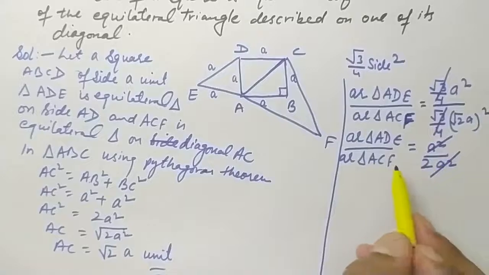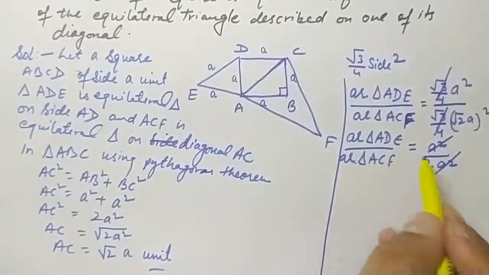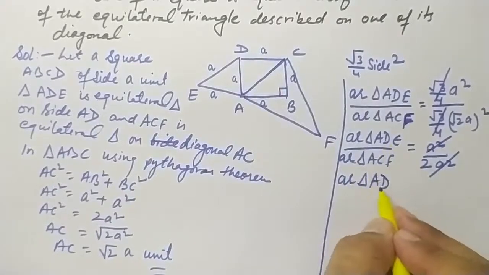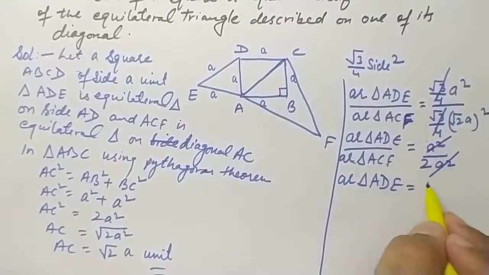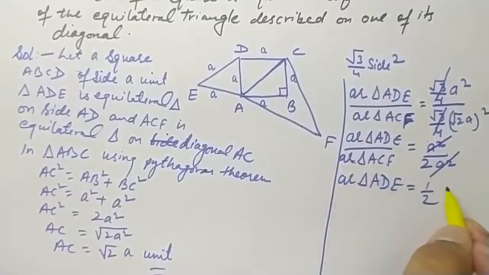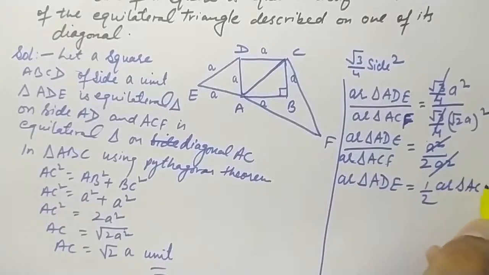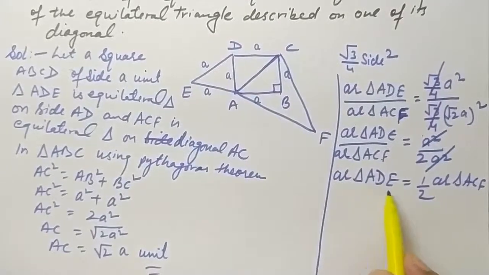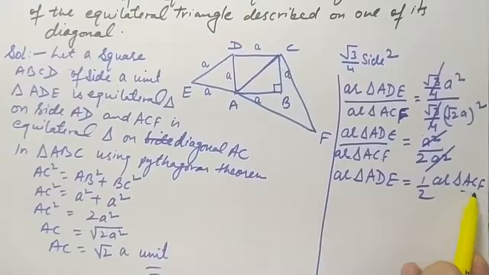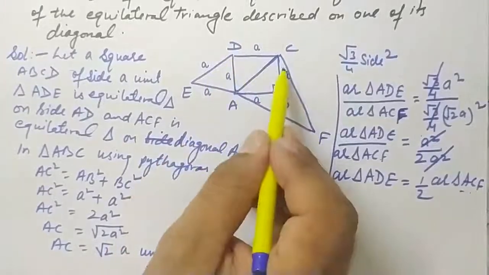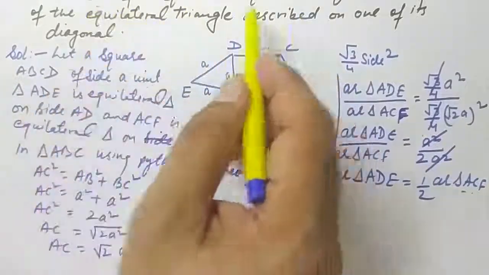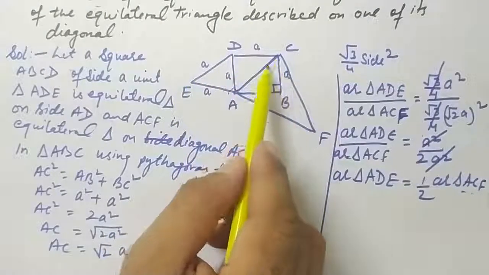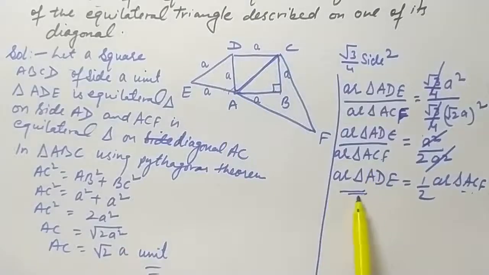Now we'll cross multiply. The area of triangle ACF will go to the right hand side. So area of triangle ADE is equal to 1 by 2 into area of triangle ACF. Now you can see that the area of triangle ADE is half of the area of triangle ACF. The question asks us to prove that the area of this triangle is half of the area of the one which is on the diagonal. So hence we have proved this question this way.